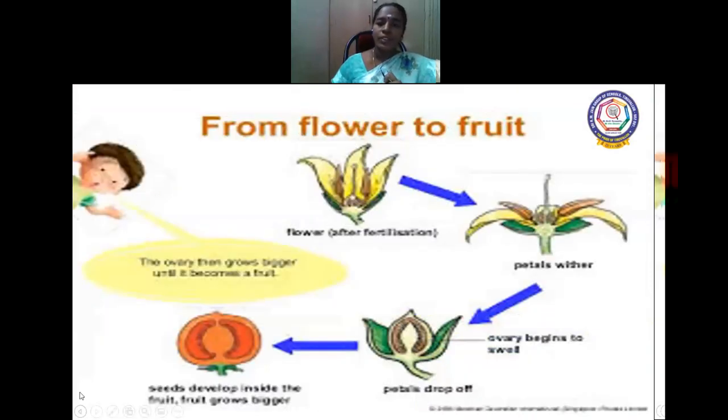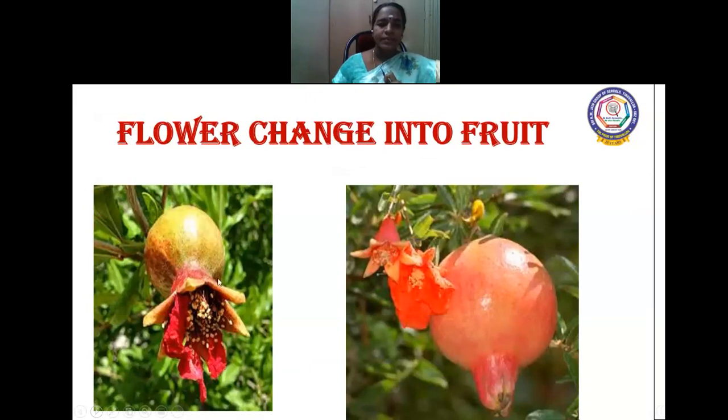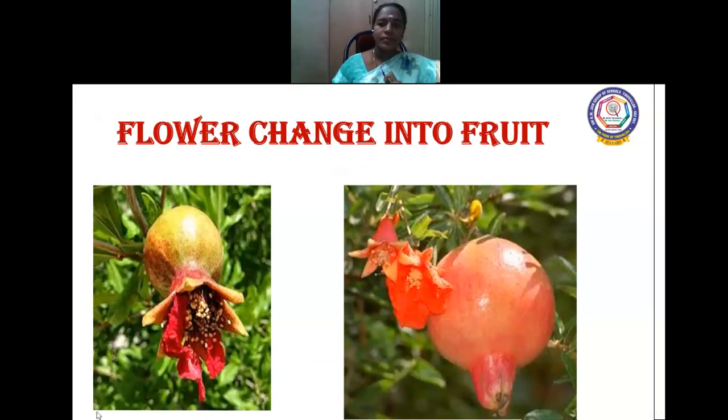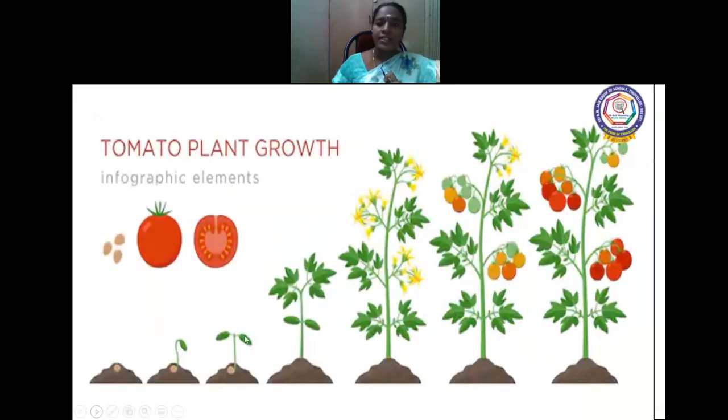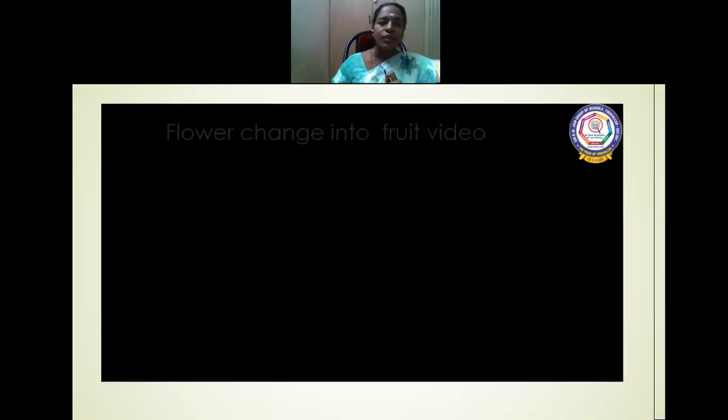From flower to fruit. After pollination, the flower changes into a fruit. The ovary becomes a fruit and inside, the ovules become seeds. You can see here how the flower is changing into a pomegranate. And the tomato plant flower, after pollination, becomes a fruit. Let us see a small video of how the flower changes into fruit.